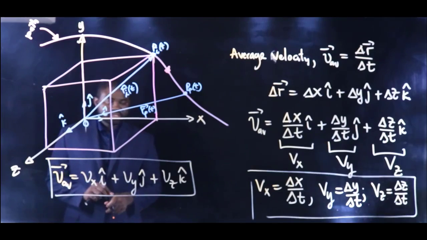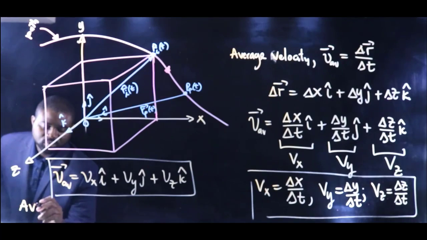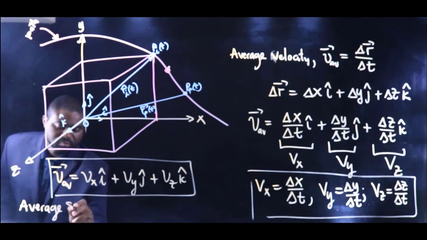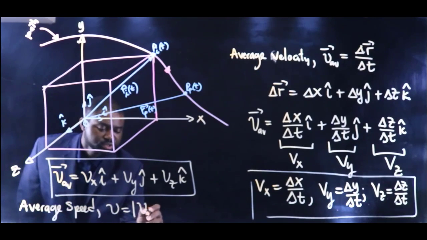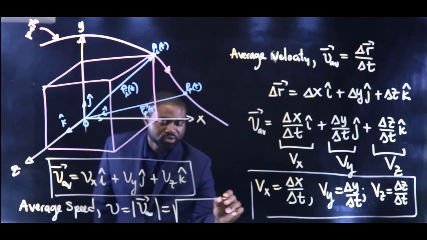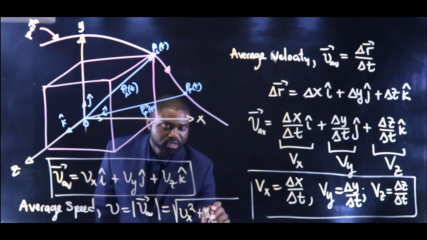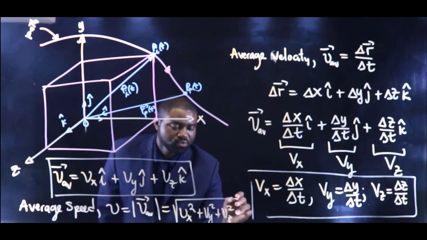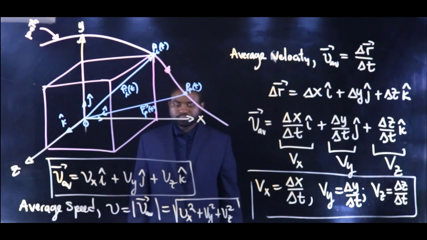Now, this begs us to define a new term called the average speed. The average speed is just the magnitude of the average velocity, which is going to be equal to the square root of Vx squared plus Vy squared plus Vz squared. This defines the average speed of this particular moving particle.